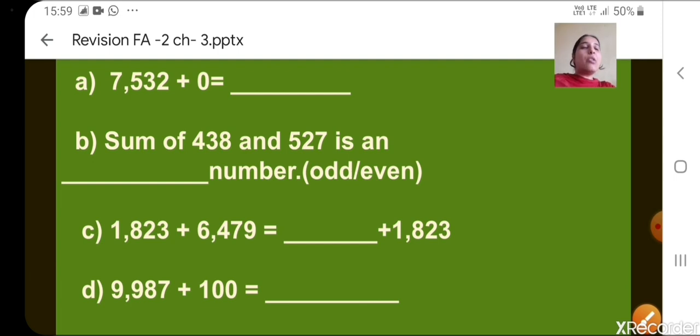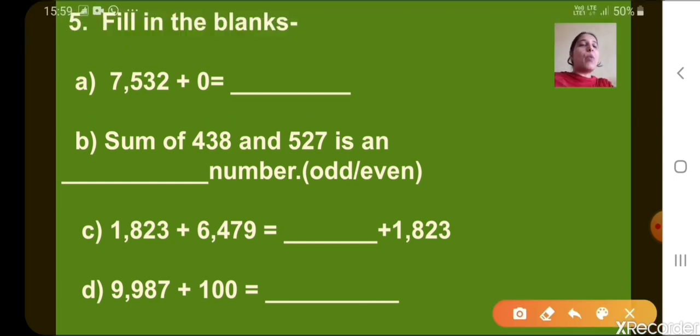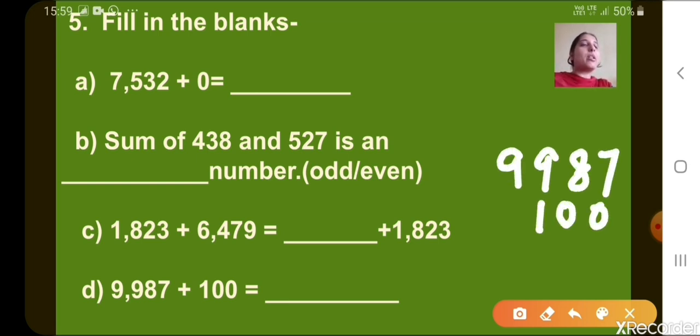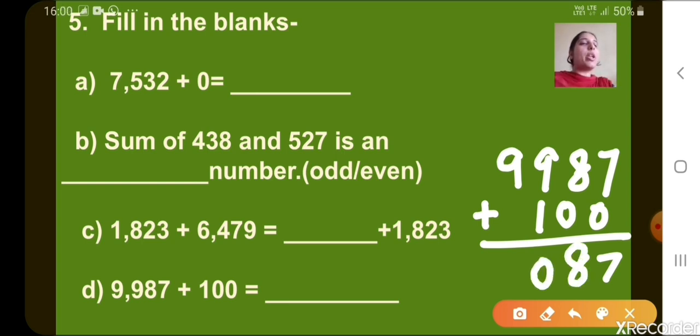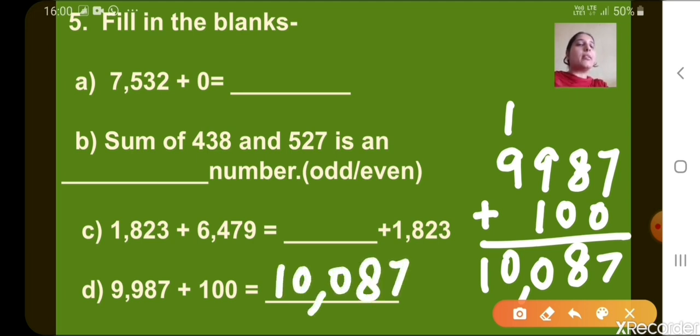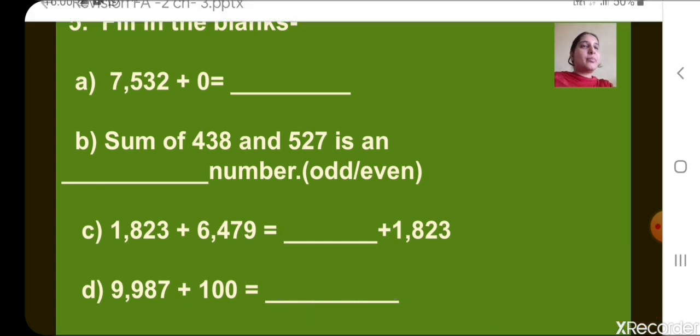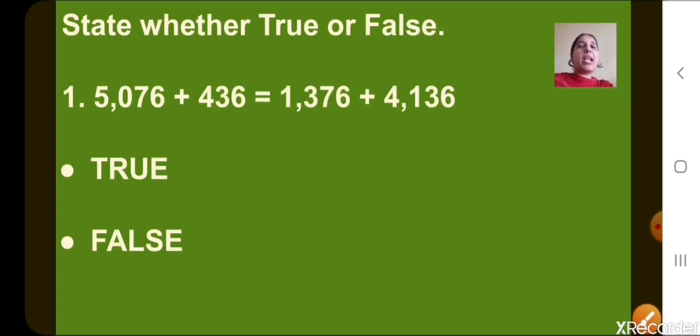Now let's move to the next question. 9987 plus 100. So what sum will we get? So let's add them to find the sum. So 7 plus 0, 7, 8 plus 0, 8, 9 plus 1, 10. So we will write 0 here, and 1 will be carried over. So 9 plus 1, 10. So what is the sum obtained here? 10,087. Okay, children?